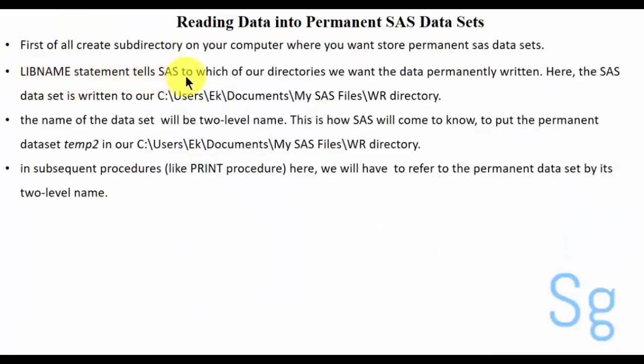The libname statement tells us which of our directories we want the data permanently written to. Here the SAS dataset is written to this subdirectory. The name of the dataset will be a two-level name. This is how SAS will come to know to put the permanent dataset temp2 in our subdirectory.